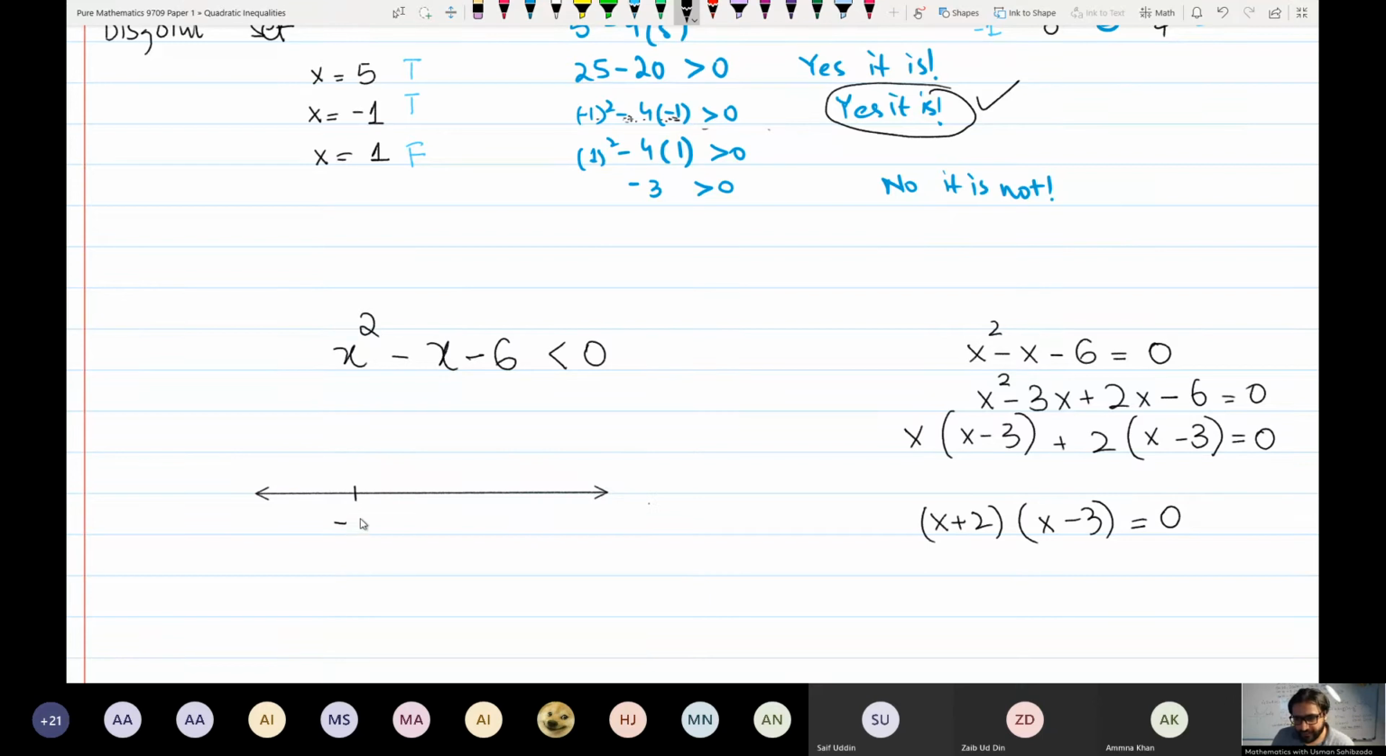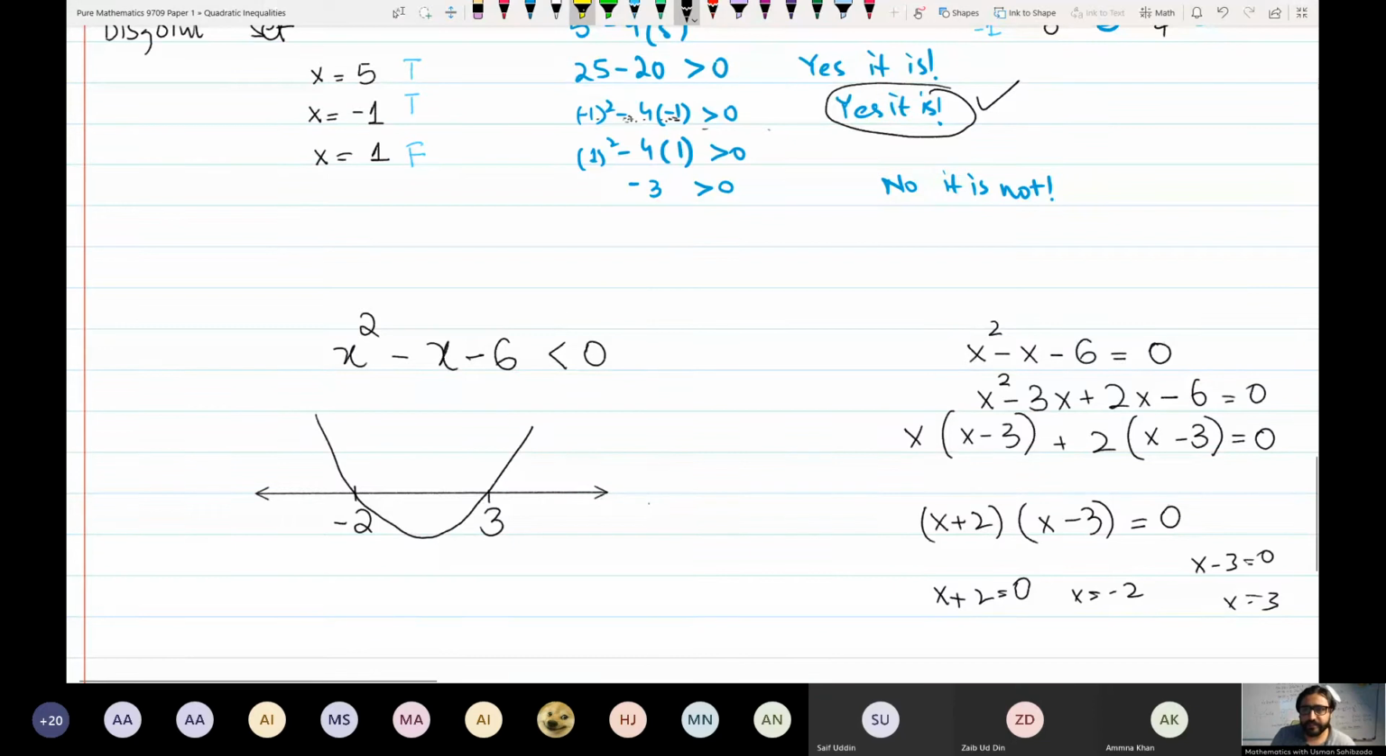So -2 and 3 are the roots. Now for the shape. -2 is the root. X plus 2 is equal to 0, x is equal to -2. X minus 3 is equal to 0, x is equal to 3. These are your roots. Then you sketch. The shape is a minimum curve. This is the shape of the graph.